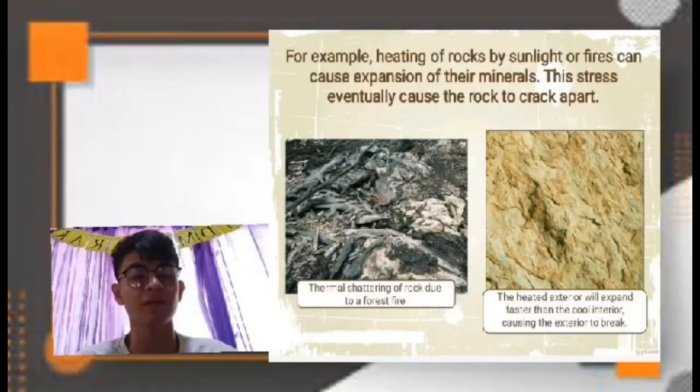For example, heating of rock by sunlight or fires can cause expansion of their minerals. This stress eventually causes the rock to crack apart. Thermal shattering of rock due to a forest fire. The heated exterior will expand faster than the cool interior, causing the exterior to break.